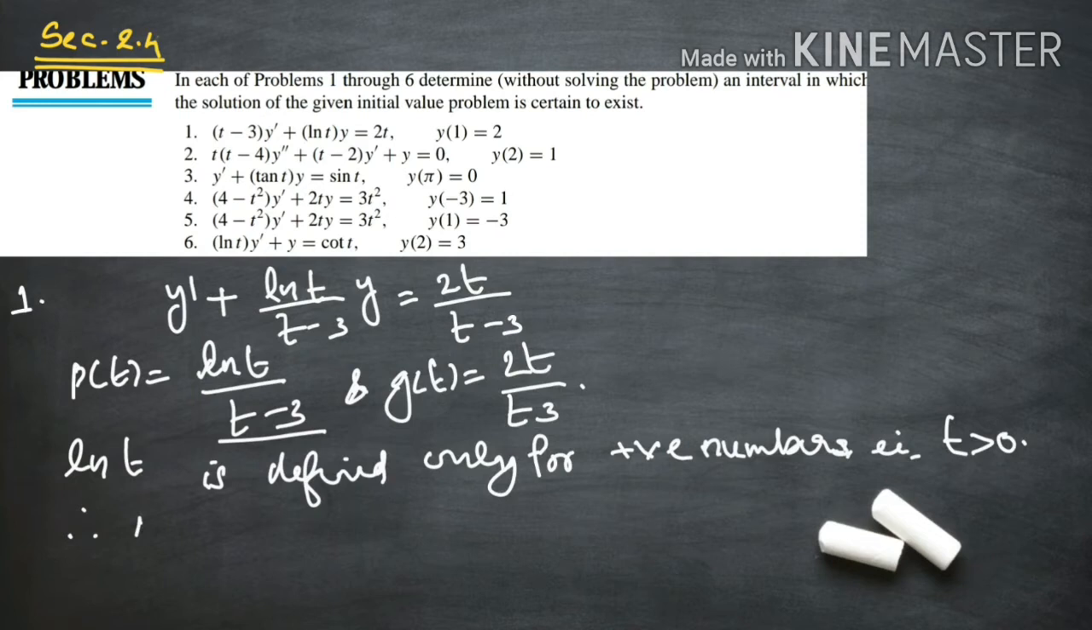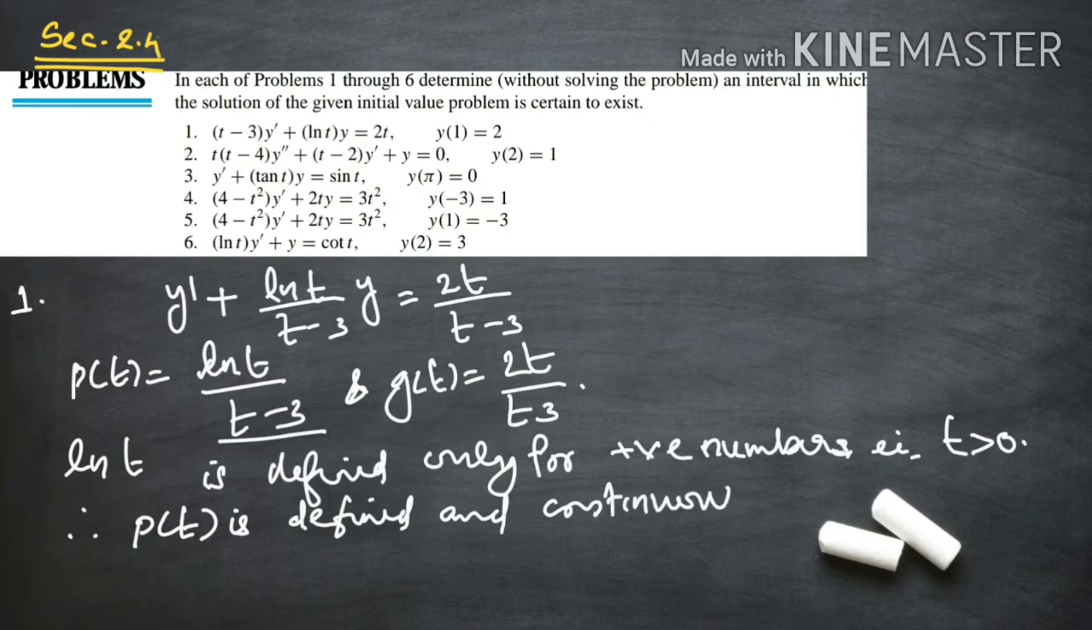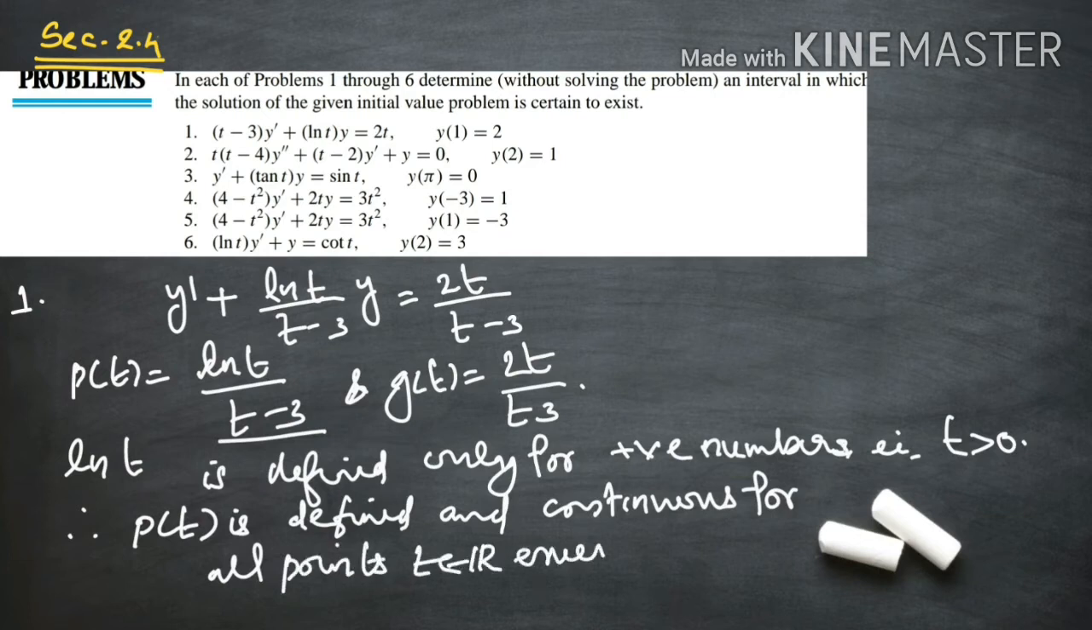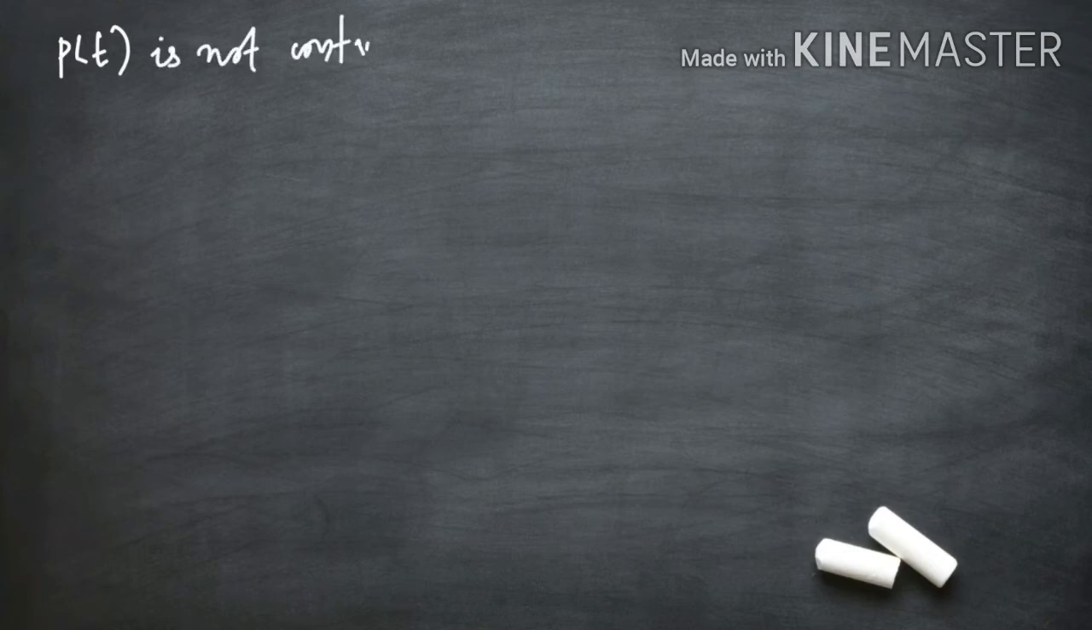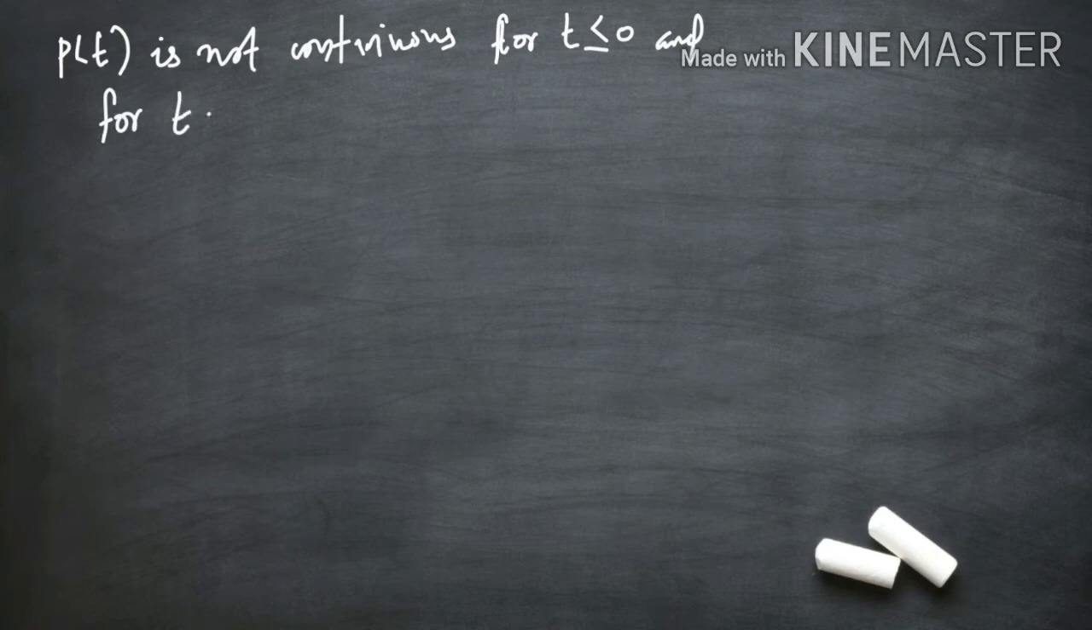Taking all that, we can say that p of t is defined and continuous for all points t belonging to R except t less than or equal to 0 and t equal to 3. From the domain of definition of p of t, we have to remove these terms. So p of t is not continuous for t less than or equal to 0 and for t equal to 3.